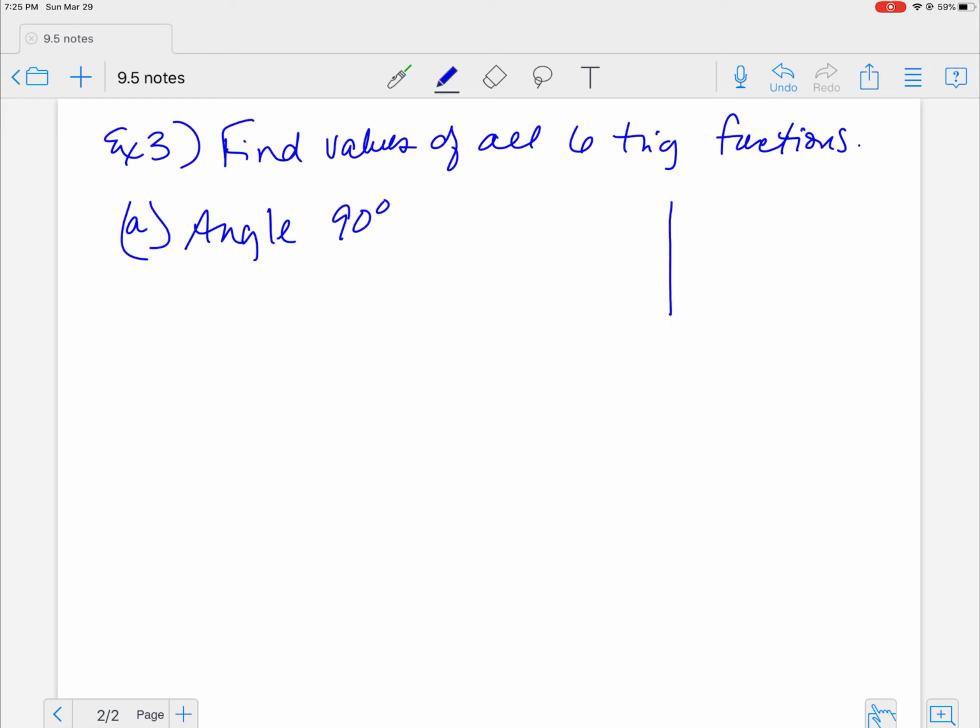Of these 2 scenarios. Scenario A, an angle of 90 degrees. Well, let's look. If you have 90 degrees right up here, right? This is my angle of 90 degrees. What is that coordinate point?